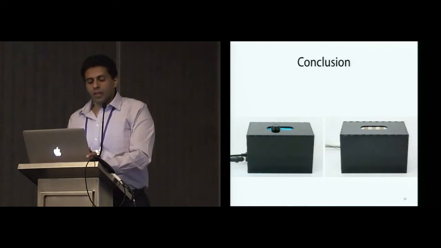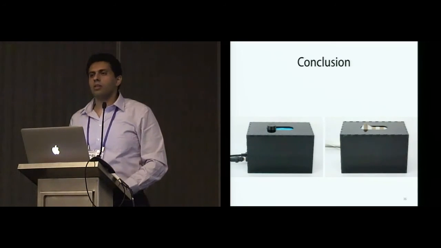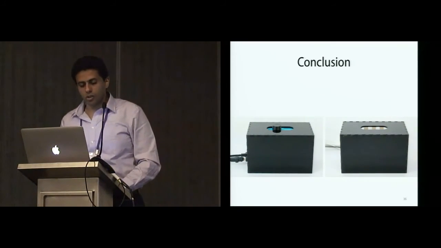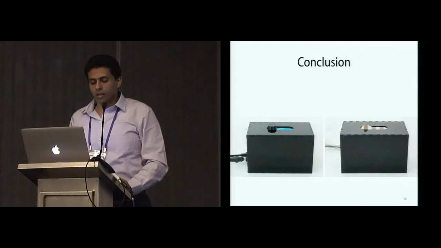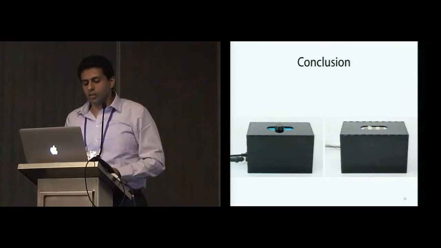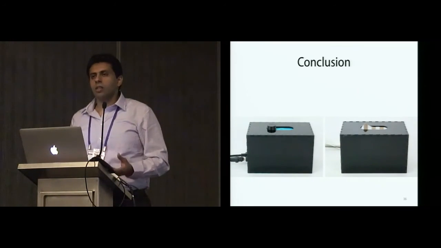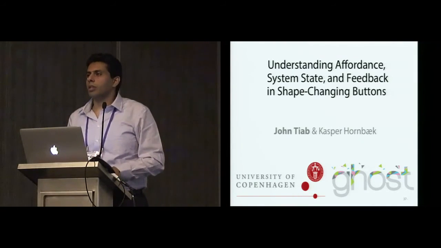And so in conclusion, we presented an in-depth user study of understanding affordances, system state, and feedback of shape change. And although we used a simple interface in our study, the study revealed that the question of how to design good affordances and feedback for shape change still remains a challenging question that needs further studies and investigation.